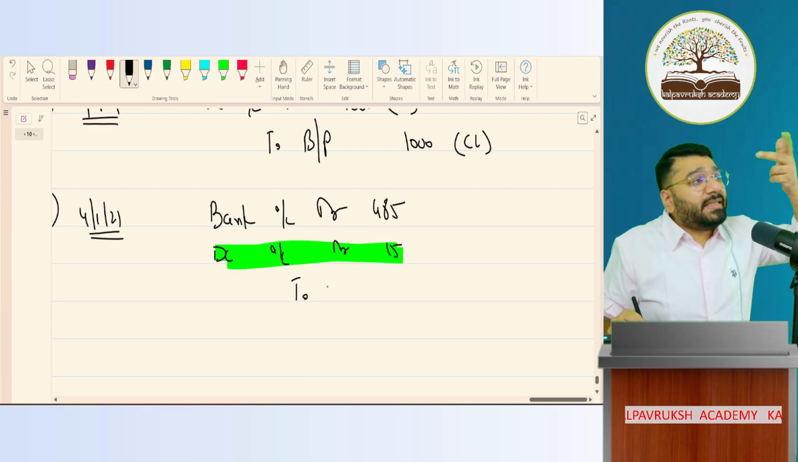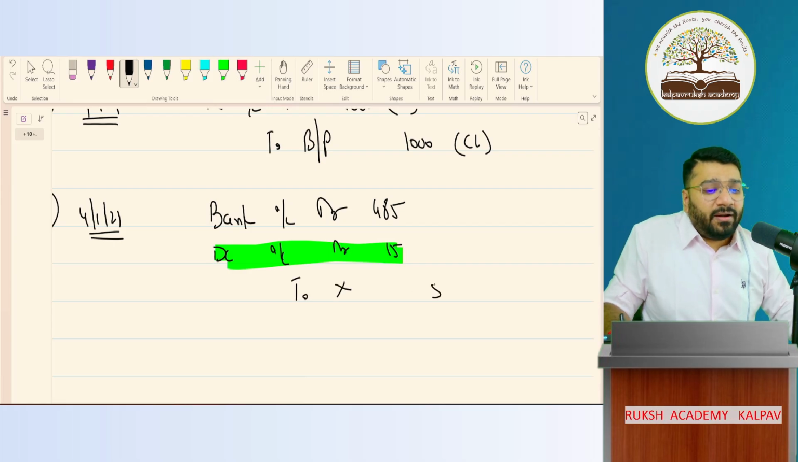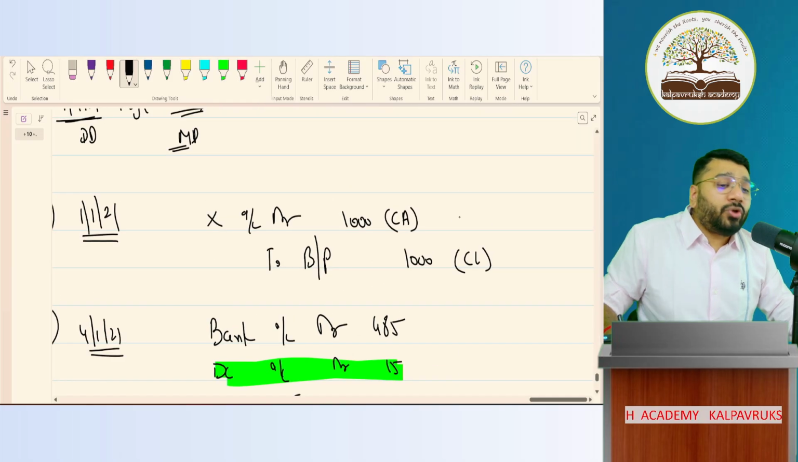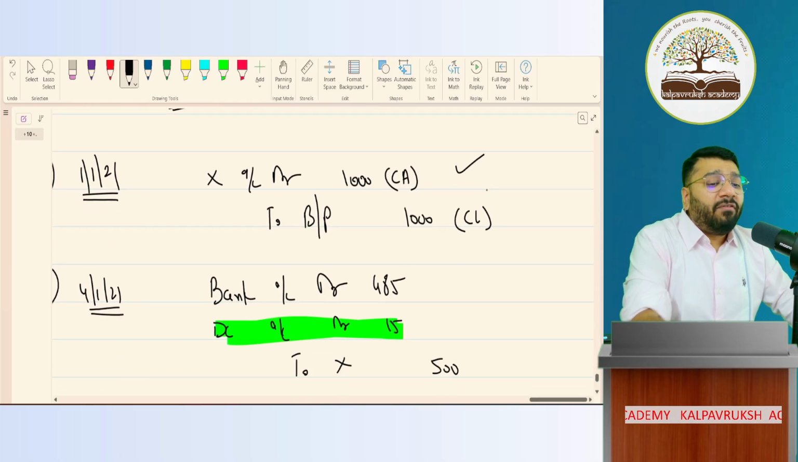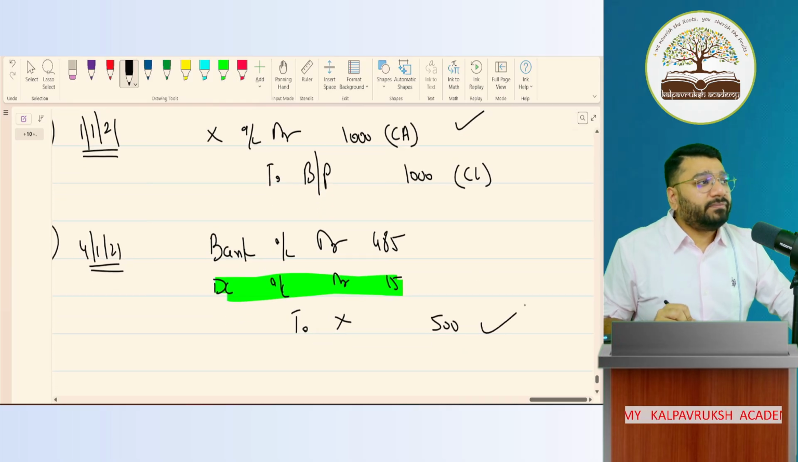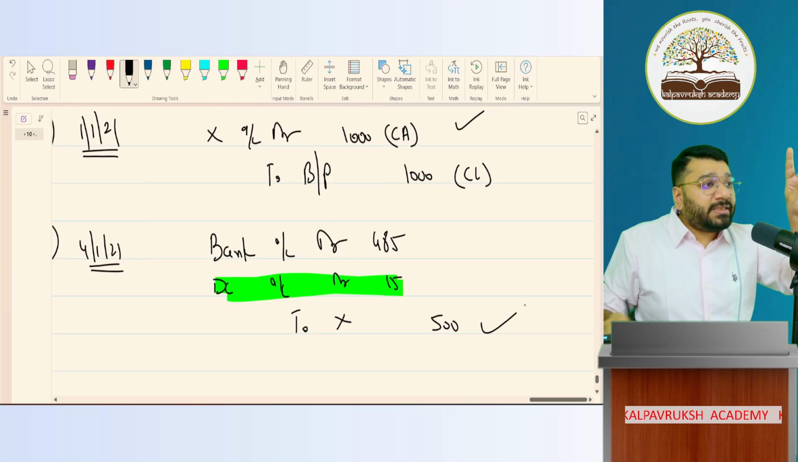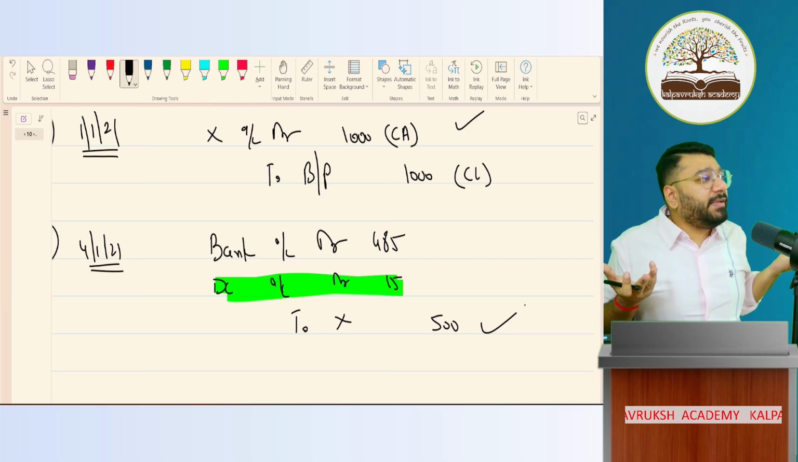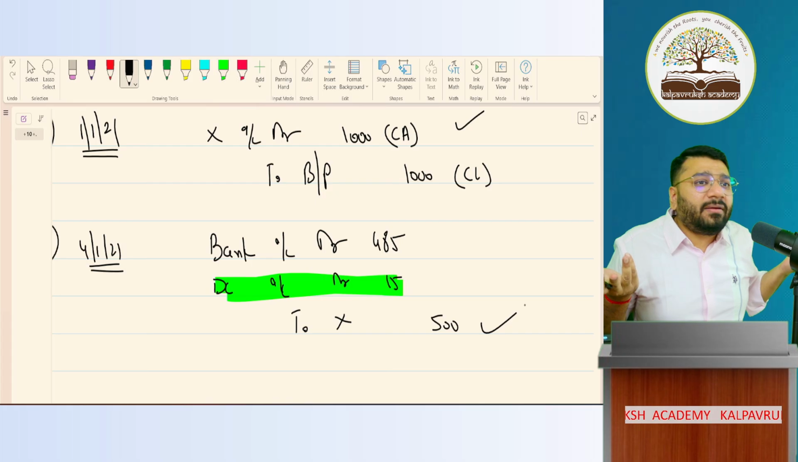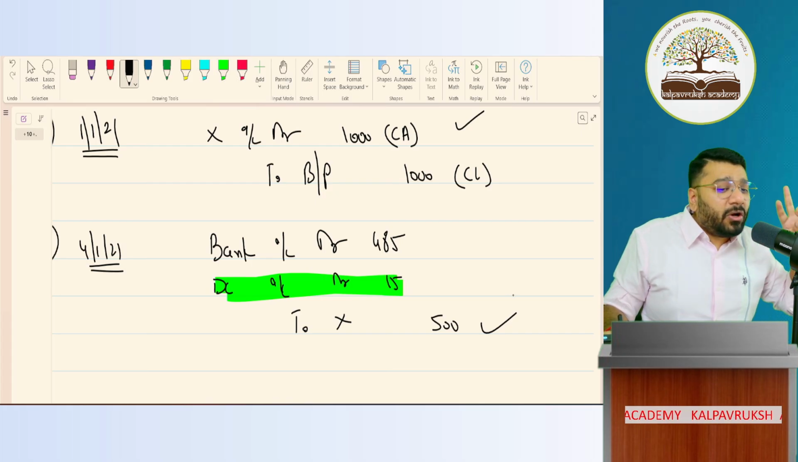To that extent, money is already received from X. To X, 500. So from X, I was supposed to receive 1000. Out of that, 500 amount is already received. Got it, not got it? Actual amount received is 485. But 15 also amount received, no. Discounting charges is as good as money received. Got it, not got it? Clear or not clear?